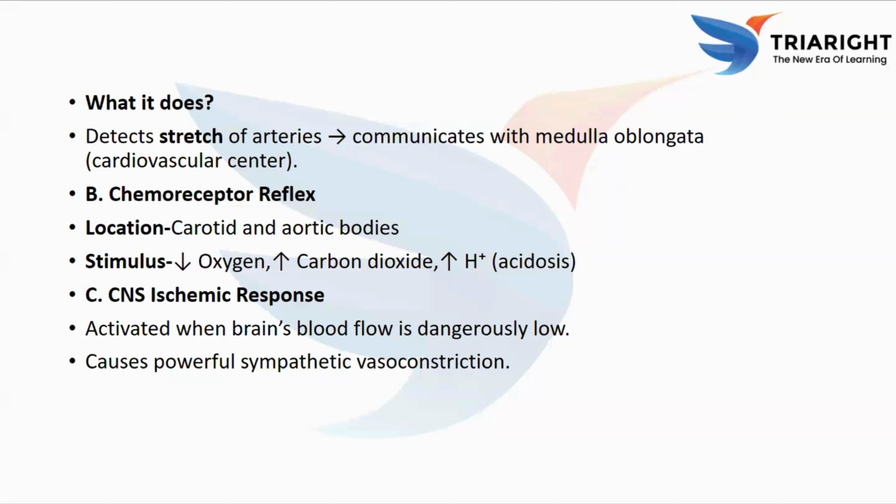So where is this chemoreceptor reflex found? It is found in the carotid and aortic bodies. The carotid body is near the carotid arteries in the neck, whereas the aortic bodies are near the aortic arch. So what are the stimuli? Oxygen levels decrease, carbon dioxide increases, and hydrogen ions increase. So what happens whenever these stimuli take place? These chemoreceptors send signals to the medulla oblongata. After receiving the signals, the brain responds by increasing the heart rate and also the blood pressure. So this improves the blood flow to the lungs and brain, and also restores the normal oxygen and carbon dioxide levels.